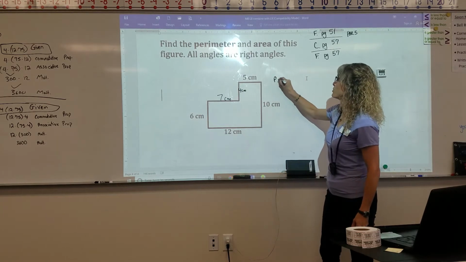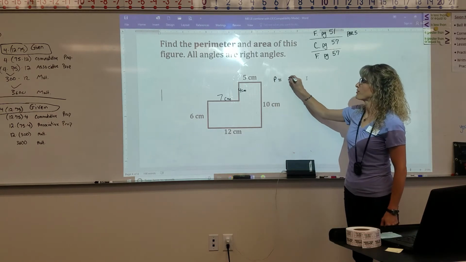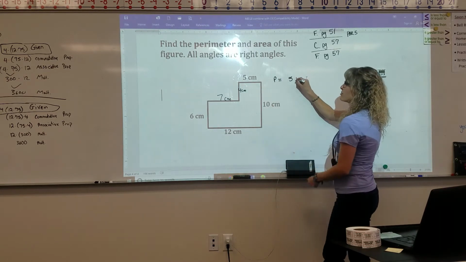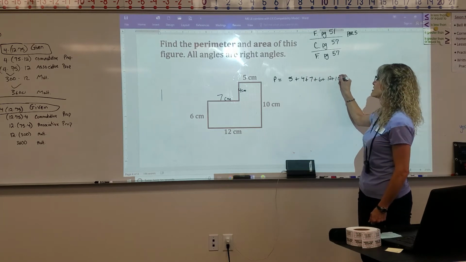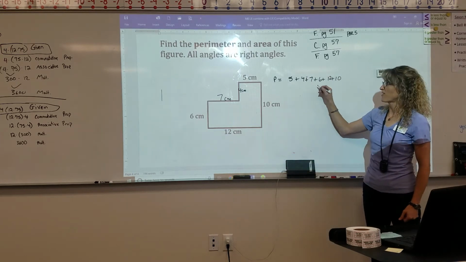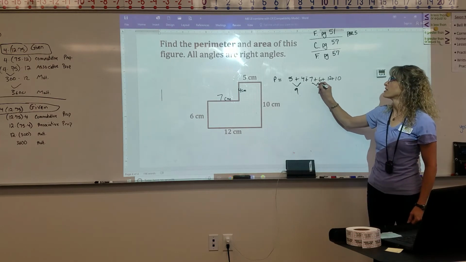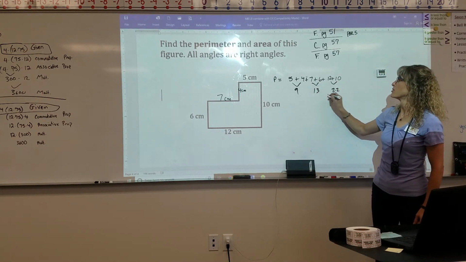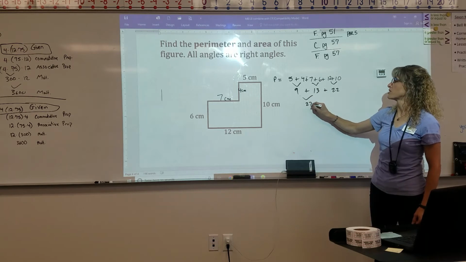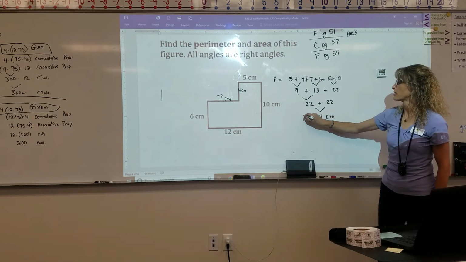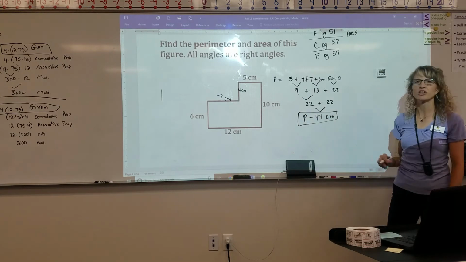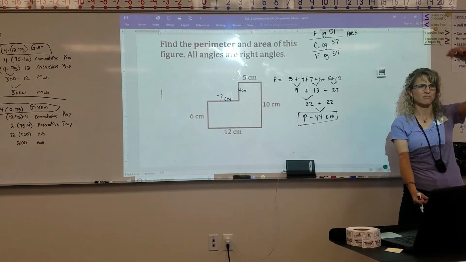Now we are ready to add all the way around to find the perimeter. 5. I'm starting here, going to go this way. Plus 4, plus 7, plus 6, plus 12, plus 10. Add them in groups. This is my fast way to add. There's 9. There's 13. There's 22. There's 44. Wow. Isn't that a cool way to add really fast? I didn't have to stack them up like that.